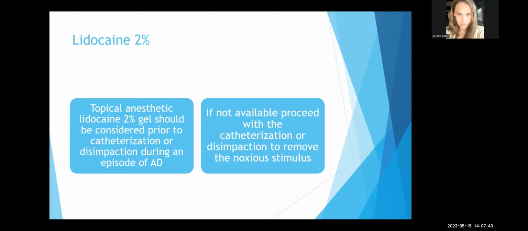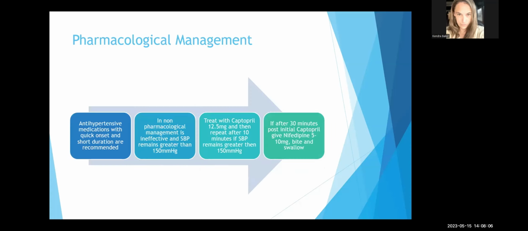So you can consider using a 2% lidocaine gel before performing a catheterization or a disimpaction. That being said, if that's not available, you're going to want to go ahead and do that catheterization or disimpaction anyways. If their blood pressure is greater than 150 systolic, we do need to consider using some medication to bring that down before we complete any invasive procedures. Can I get the next slide?